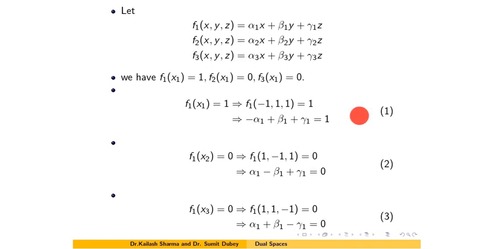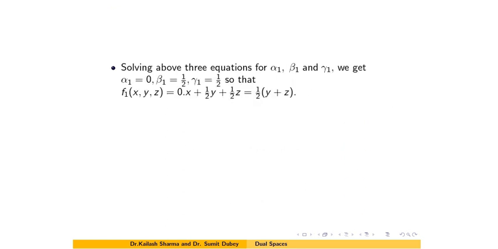Now we have 3 equations in 3 variables alpha 1, beta 1 and gamma 1. On solving these equations for alpha 1, beta 1 and gamma 1, we get alpha 1 equal to 0, beta 1 equal to 1 by 2 and gamma 1 equal to 1 by 2. Therefore, f1(x,y,z) becomes 0x plus 1 by 2 y plus 1 by 2 z, which is 1 by 2 into (y plus z).